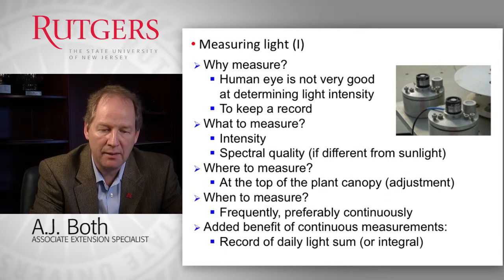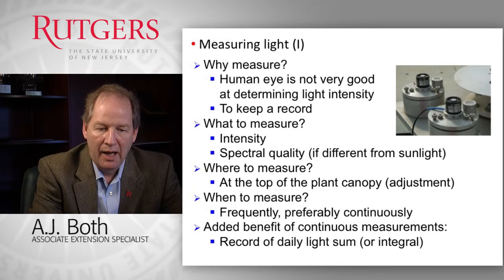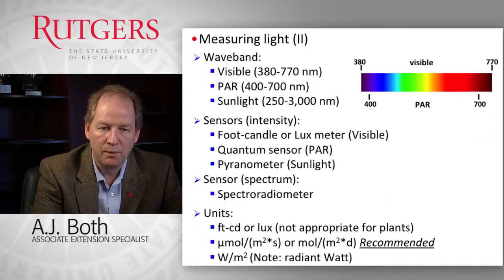We want to measure frequently and preferably continuously, and luckily with the computer systems we have these days, we can hook up a sensor and that is easily achievable. So it's good to have that continuous record. If we do that regularly, we can also record the daily light sum, and research has shown that we can use the daily light sum to predict plant growth. And so that's a good number to know and to record to understand how much energy was available for photosynthesis, and as a result, how much the plants actually grew.